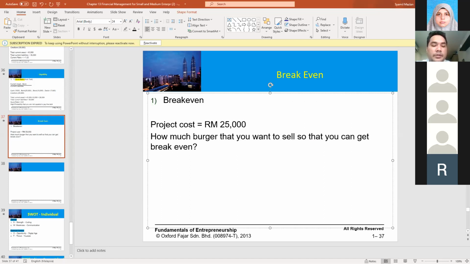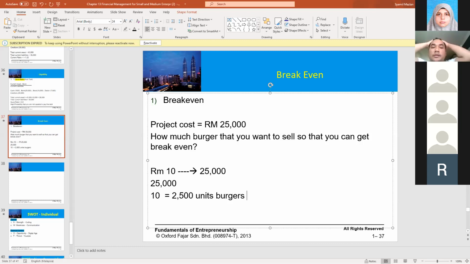For example, your price of the burger is RM 10, right? So how much do you want to get from the 25,000 to cover your cost, to cover your break even? So 25,000 divided by 10 ringgit. How many burgers do you need to sell? 2,500 units of burgers. So this is what we call break even.